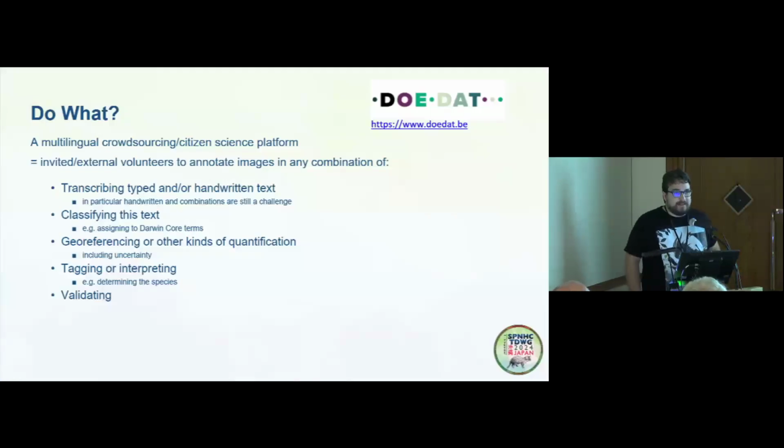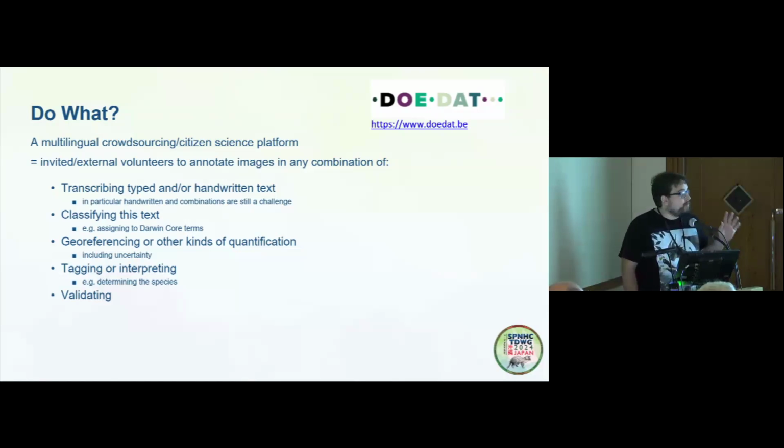DoThat, it's indeed not pronounced "do that" because it's a Dutch word, is a multilingual crowdsourcing platform where we invite volunteers to annotate images. Those annotations can take any combination of tasks. Oftentimes it is transcription, so transcribing typed, but in particular handwritten text or combinations of the two, because handwritten text is still one of the problems that is not completely solved by AI so far. A second one is classifying this text in the right categories, for instance, Darwin Core terms.